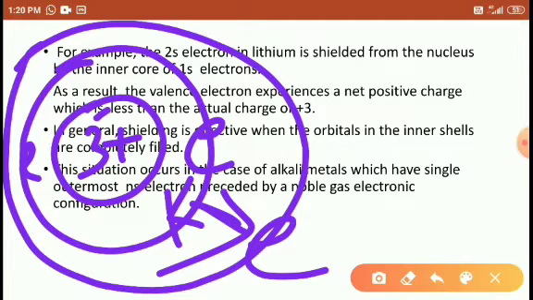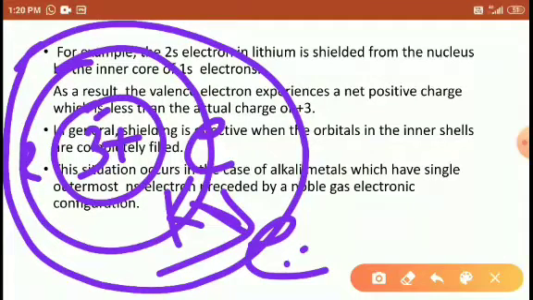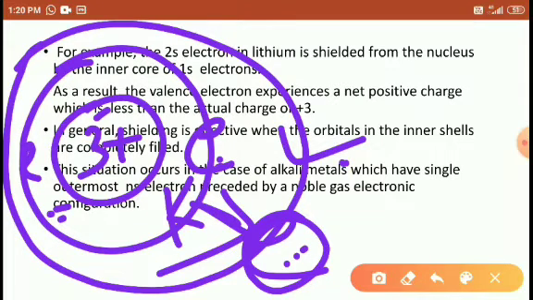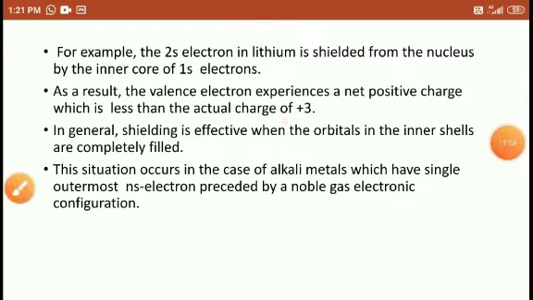So these inner shell electrons repel the outer shell more. As a result, these electrons experience less nuclear charge as compared to the K shell electrons, because they are farther from the nucleus than the L shell electrons, which experience less nuclear interaction as compared to the K shell. So removal of the electron is easier. As a result, the valence electron experiences a positive charge less than the actual positive charge.